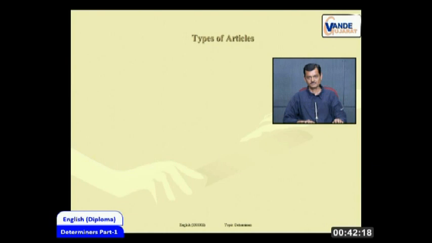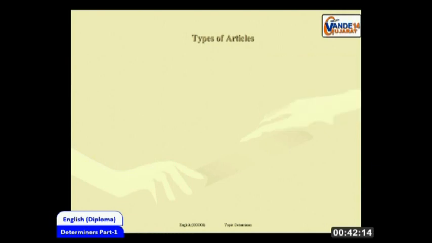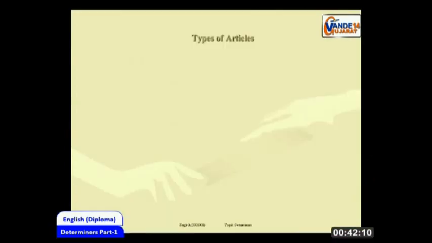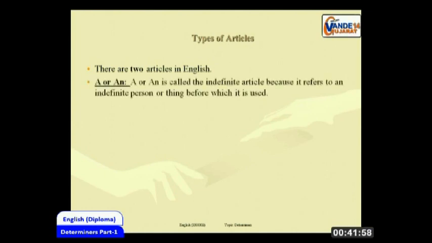Now, friends, one by one, we will discuss the determiners that we have seen in the last slide. First of all, we are going to discuss articles. Let us know about the types of articles. First of all, in English, there are two articles. Specifically, they are A or AN.